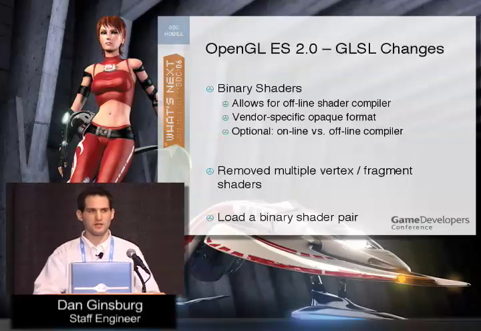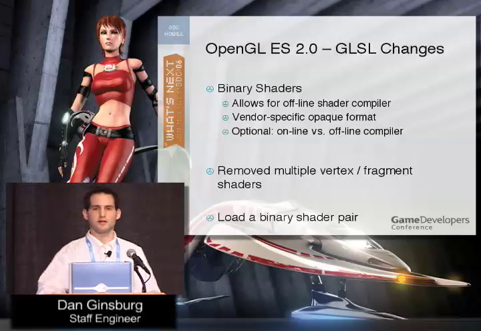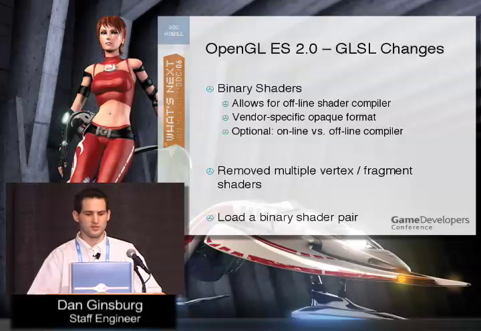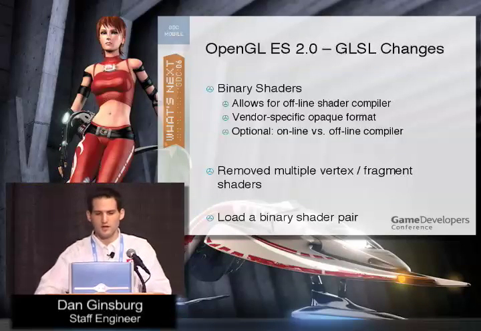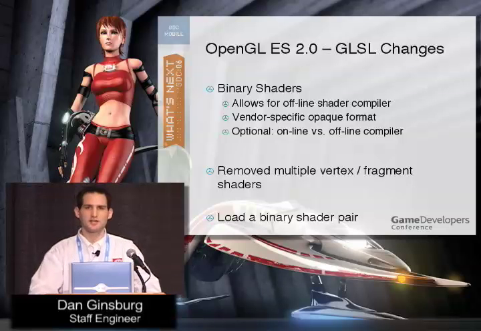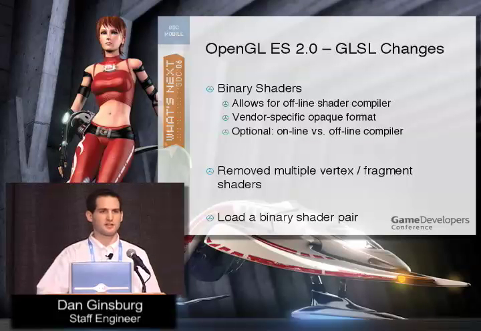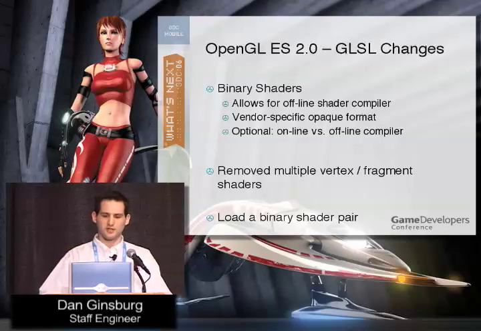But typically, you'll probably be doing your shader compilation offline because it will improve load speeds and also just generally be more efficient in terms of memory usage for the driver. Another thing that's changed is that in desktop GLSL, you could link multiple Vertex and multiple Fragment shaders together. To simplify things for ES implementations, you now have just one Vertex shader and one Fragment shader.